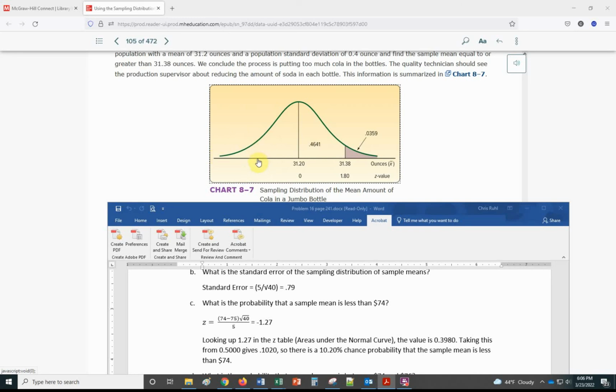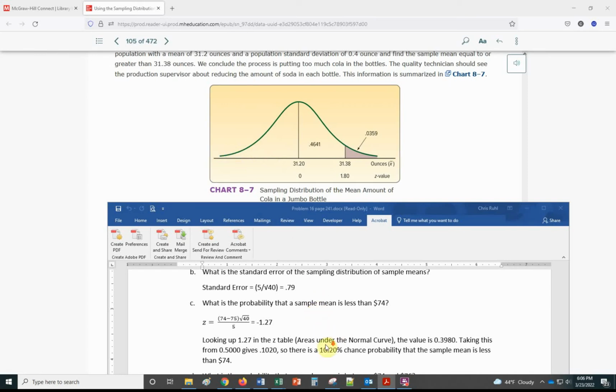See, if 74 is here, 75 is in the middle. We're not talking about between 74 to 75. We're not talking about greater than 74. We're talking about less than 74, which is going to be this area over here to the left.